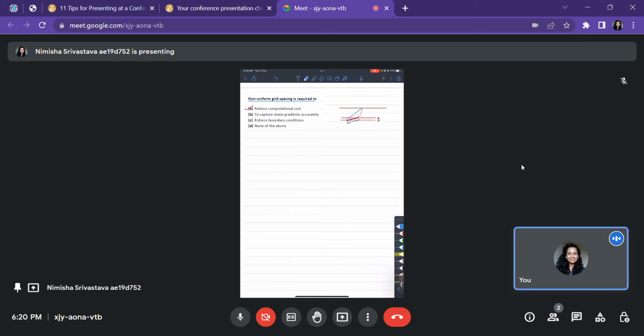So in this case, we judged that losing this gradient might not be a great idea, and therefore we go with this non-uniform grid spacing. So to capture sharp gradients accurately is the second correct answer. So A is right.